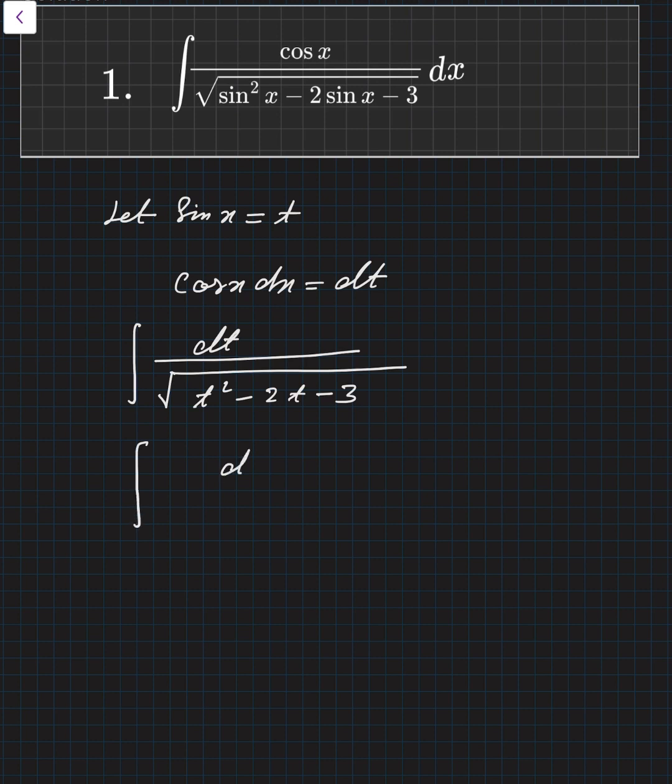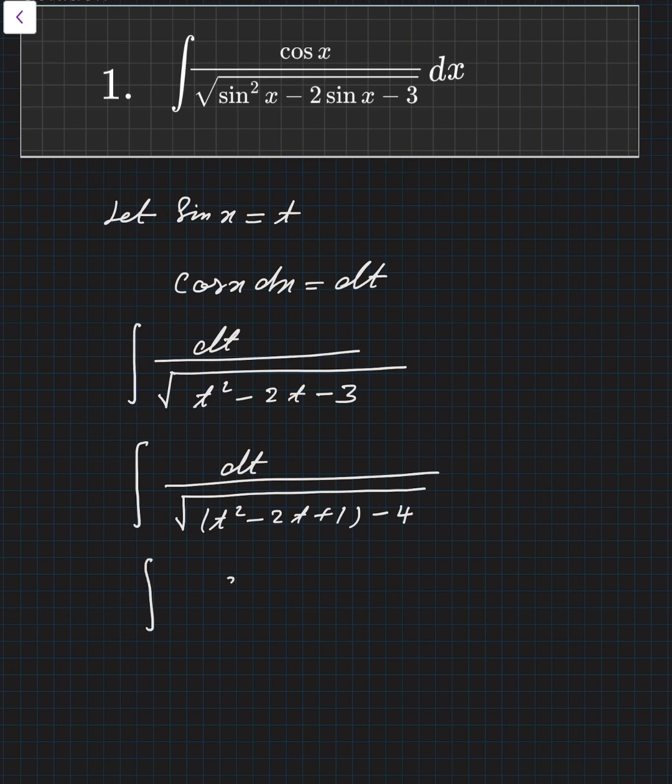After that, dt divided by under root of t square minus 2t plus 1, adding, then we got minus 4. After that, dt divided by under root, here t minus 1 to the whole square minus 2 square. Clear or not?